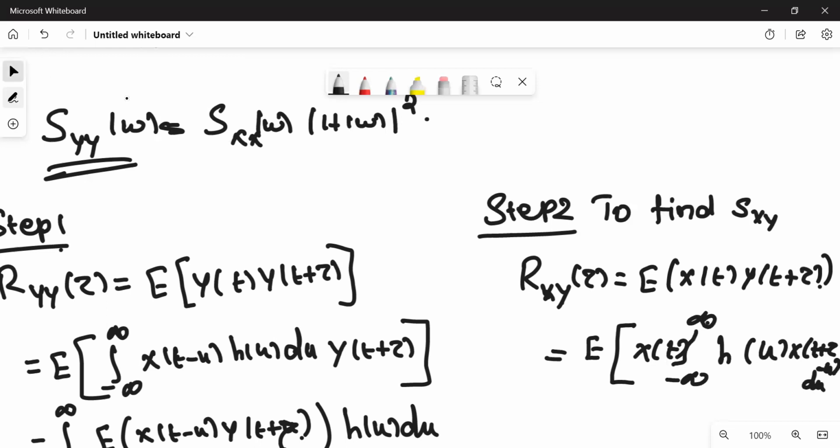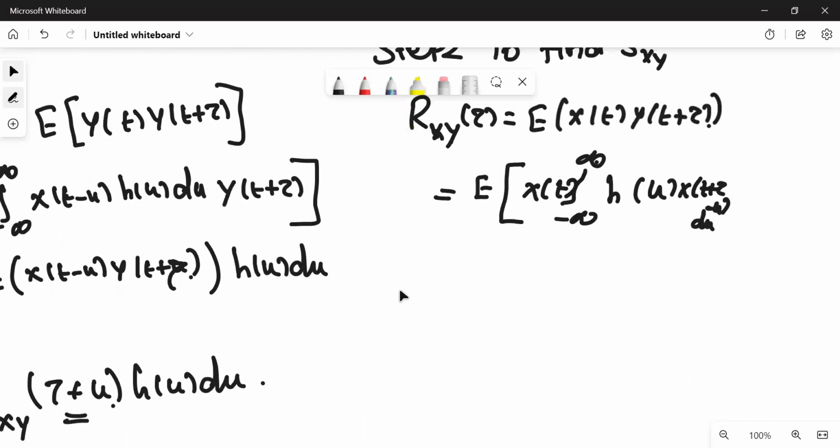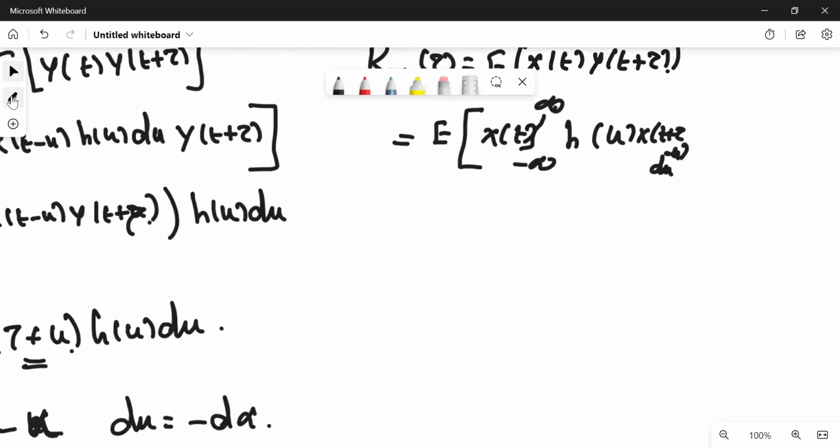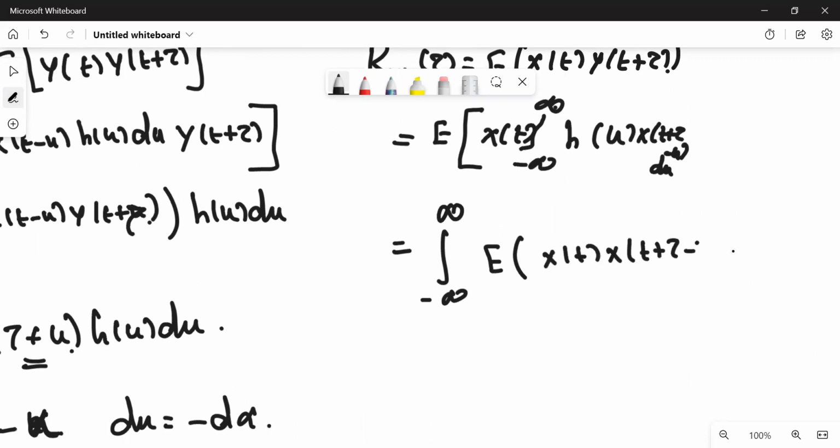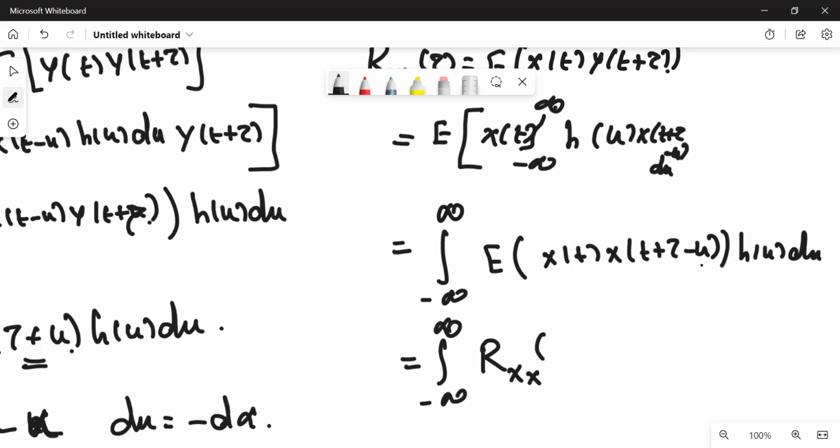Okay. So now I'm going to rewrite it in terms of R again, which is equal to applying expectation on the time function. It is integral from minus infinity to infinity of E of x of t, x of t plus tau minus u, h of u du. Inside the expectation, the product of two functions means it's R. The functions are x, x. So what is there in the bracket? t plus tau minus u minus t. So plus t minus t will get cancelled. So it is simply R_xx of tau minus u, h of u du.